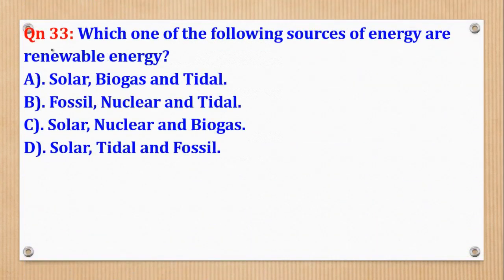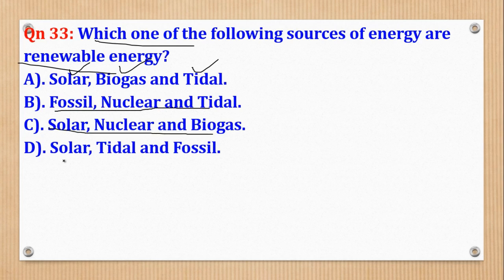Then question 33. Which one of the following sources of energy are renewable energy? So part A, they said solar, biogas, tidal, which is okay. Then here we have fossil, nuclear energy, tidal, nuclear and tidal. Then solar, nuclear, biogas. Then solar, tidal and fossils.